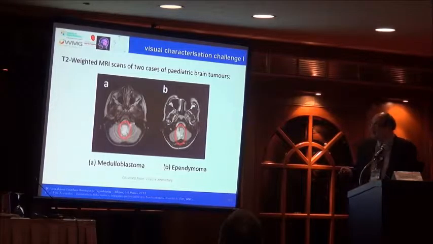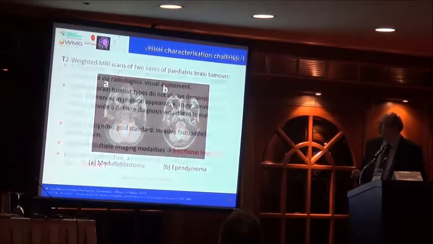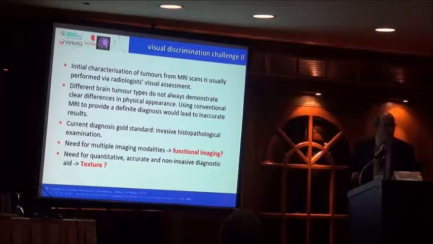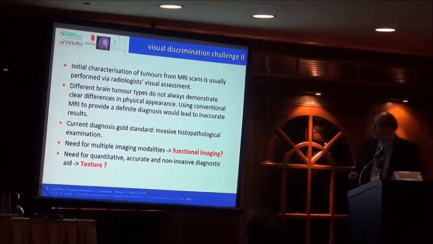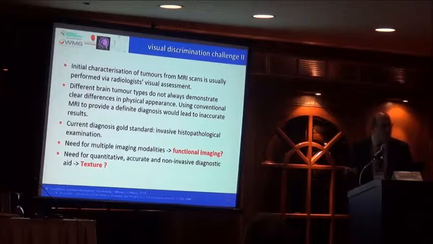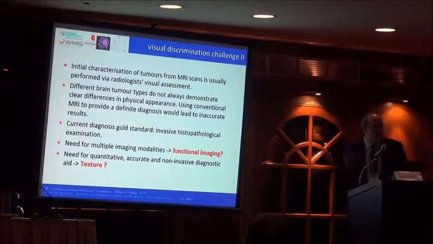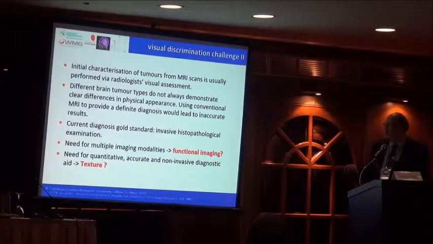So that's the difficulty. And because of that difficulty, although the initial characterization of these tumors has to be part of the radiologist's job, different brain tumor types do not show these differences in physical appearance. So using conventional MRI is always difficult to do that discrimination. And actually, if we want to do accurate diagnosis, we cannot do it at the first point. And what we have to do is biopsies.